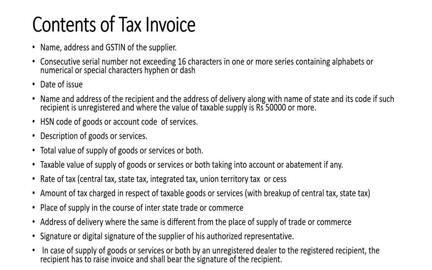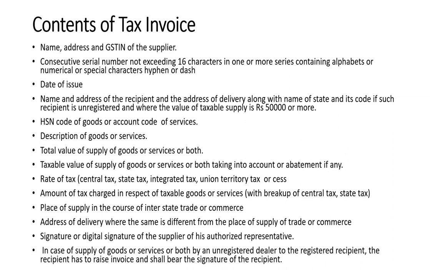So in other words, there must be a date on the invoice, the name and address of the recipient and the address of the delivery along with the state and its code, if such recipient is an unregistered dealer and where the value of the taxable supply exceeds rupees 50,000 here.